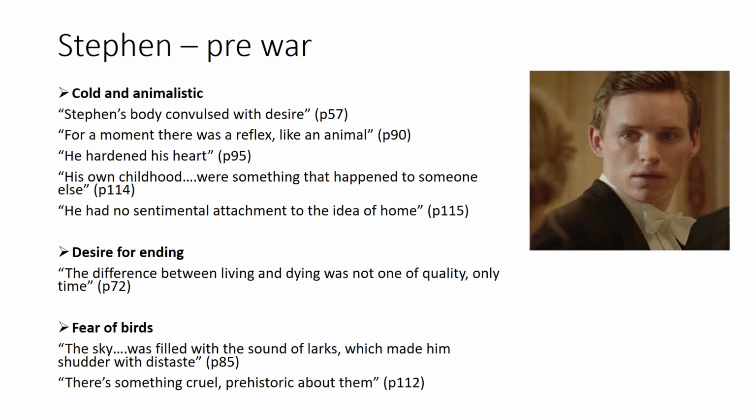So Stephen at the start of the novel is in some ways cold and animalistic. We get lots of references to this animalistic nature of his. "Stephen's body convulsed with desire." Certainly in that word "convulsed" there is something automatic. Similarly, "for a moment there was a reflex like an animal. He hardened his heart." Here is a man who is relatively self-controlled, but it is those moments of passion with Isabelle that bring out this animalism within him.